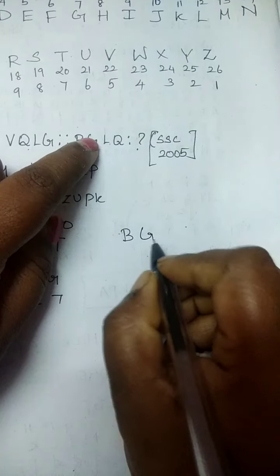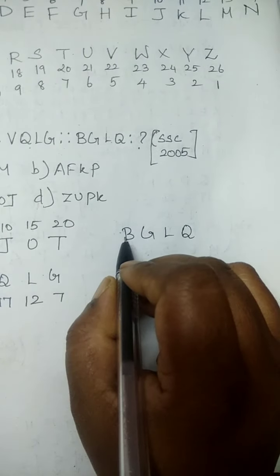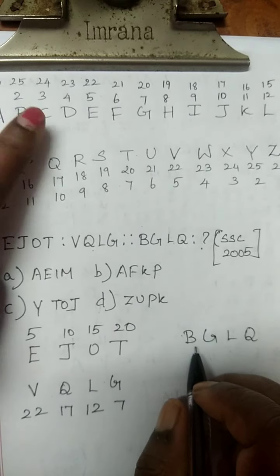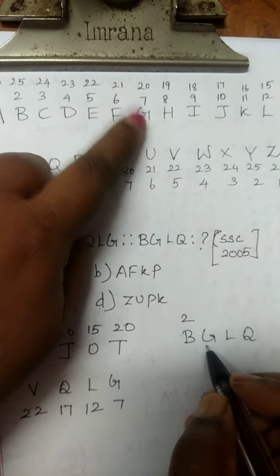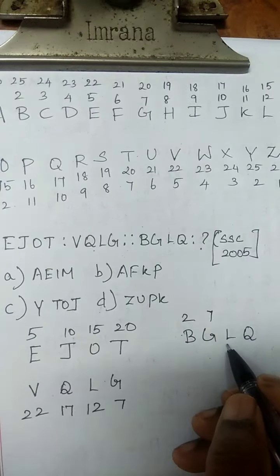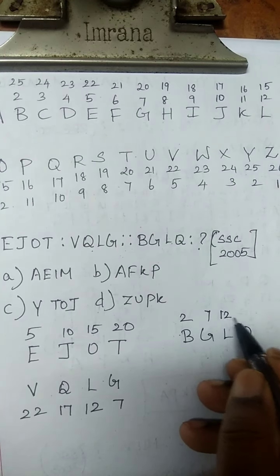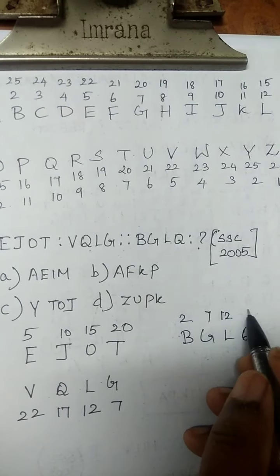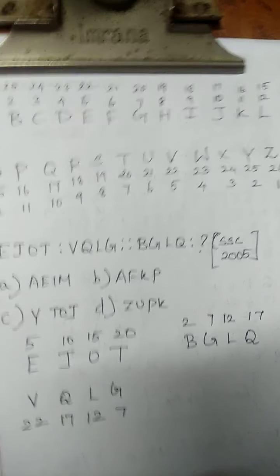Write B, G, L, Q and number them in alphabetical order. B is 2, G is 7, L is 12, and Q is 17. So 2, 7, 12, 17.